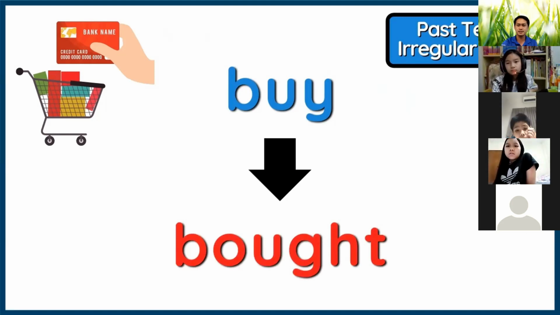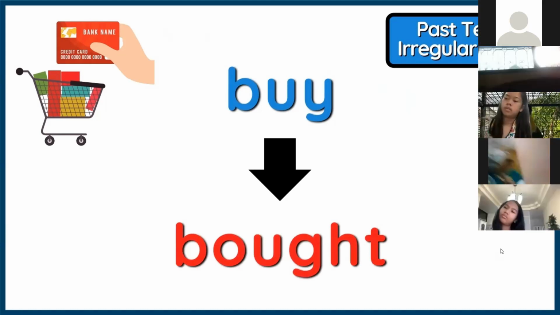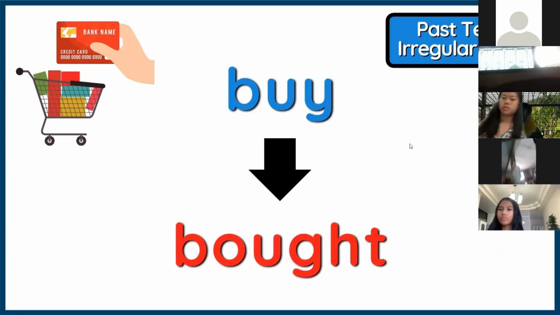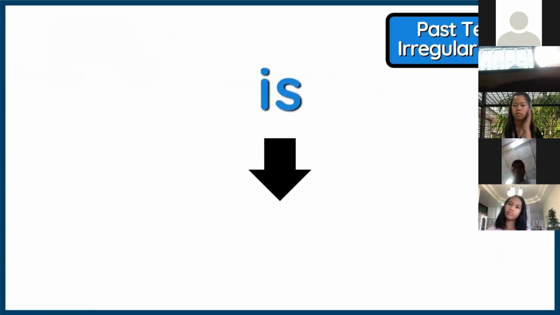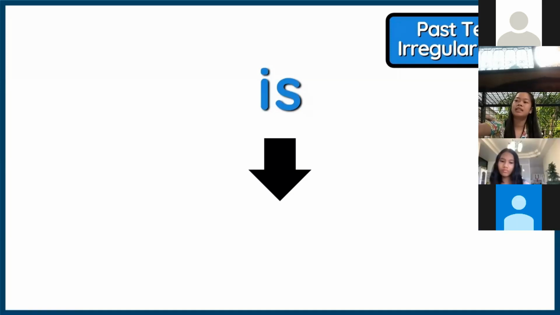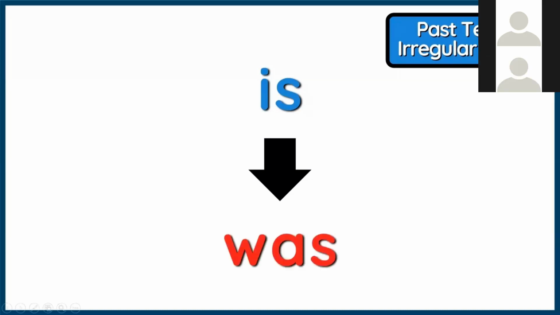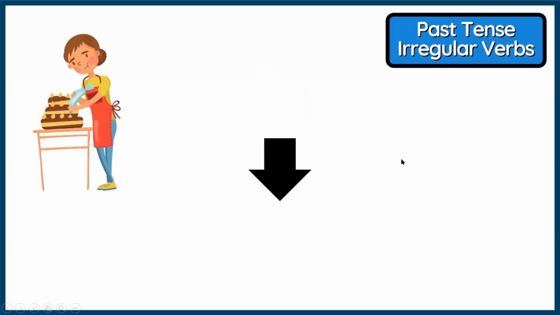Ready for the next one? Please don't blow on your microphone. Okay, we don't have a picture for this, but the verb is. What is the past tense for is? Was. Are you sure? Yes. Okay, was. Next. How about this one?